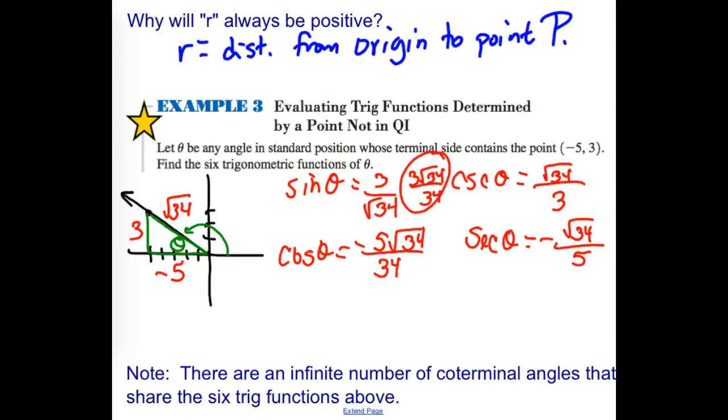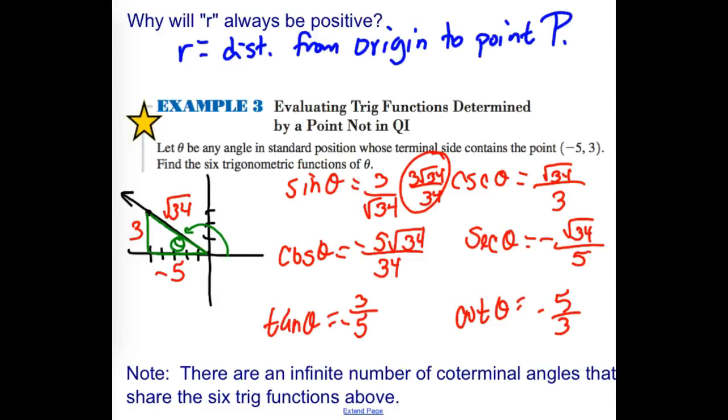Does it matter if I put the negative sign right out front or if I leave it with the 5 on the bottom? No, doesn't matter. All right, tangent. Tangent we said was y over x. So 3 over negative 5. And then cotangent, it's going to be negative 5 over 3.